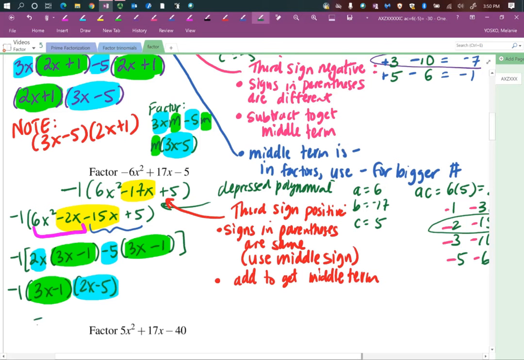And again, keep in mind, as I said a few minutes ago, negative 1 times 2x minus 5 times 3x minus 1 is also mathematically correct. Okay?